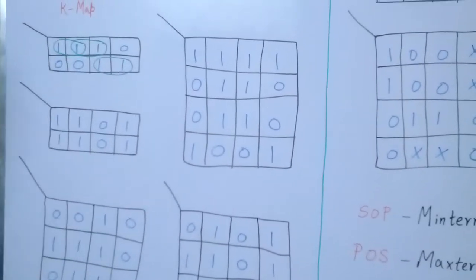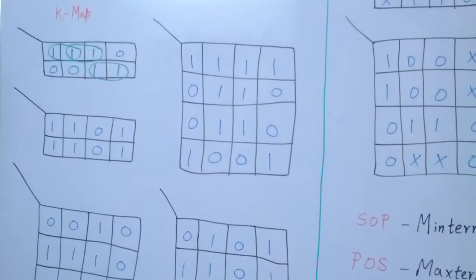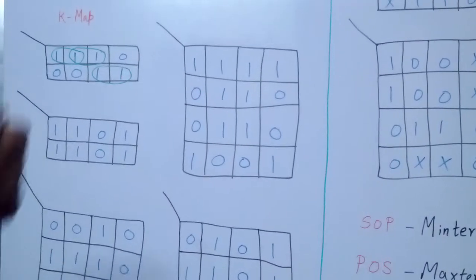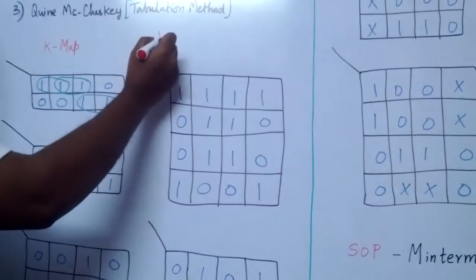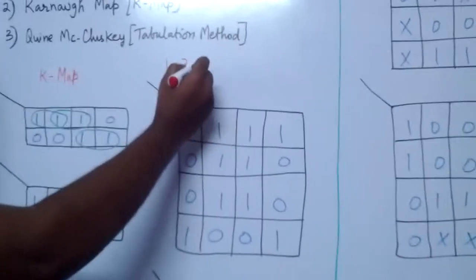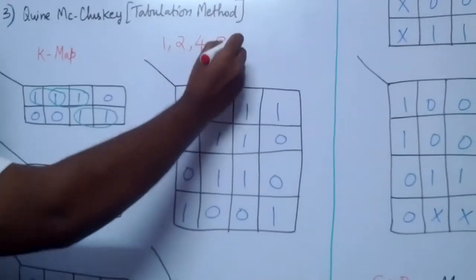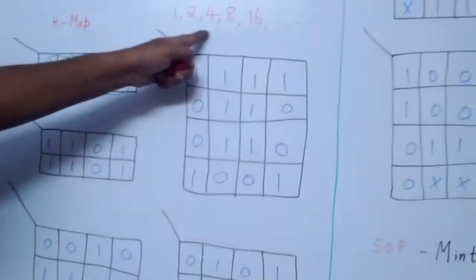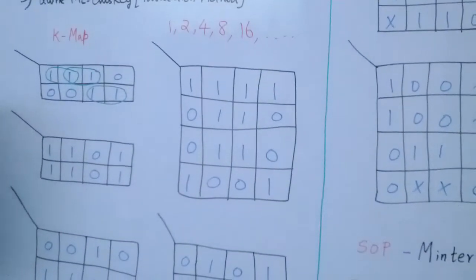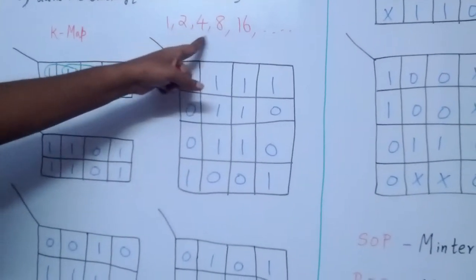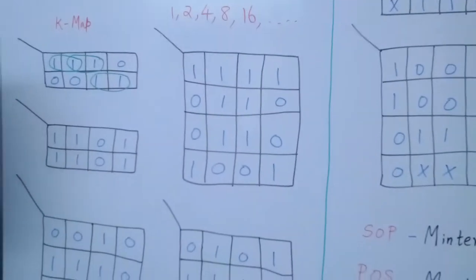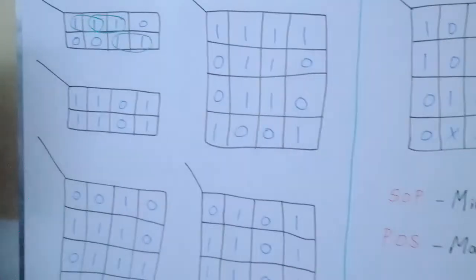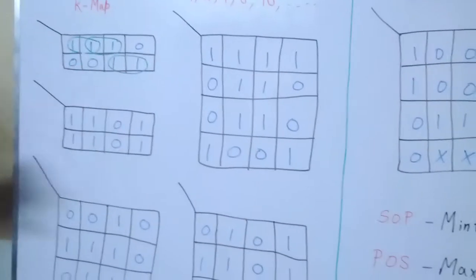How many number of ones can be grouped? That I should tell first. Either 1 one or 2 ones or 4 ones or 8 ones or 16 ones and so on. In powers of 2 only we have to group: 2 power 0, 2 power 1, 2 power 2, 2 power 3, 2 power 4. Now coming back to the grouping. So this is one type of grouping.